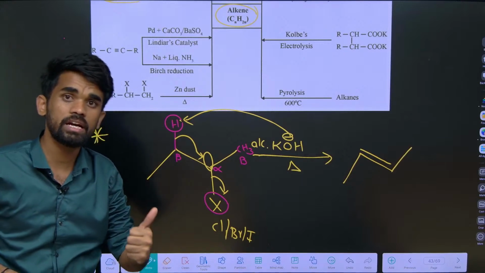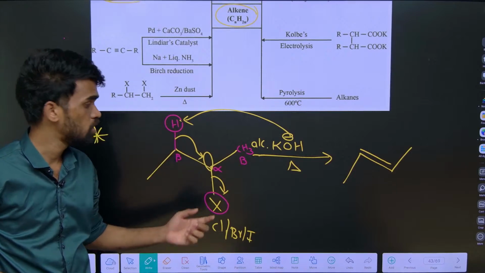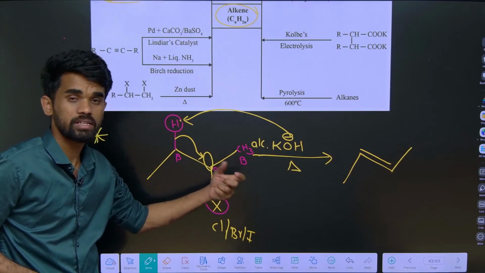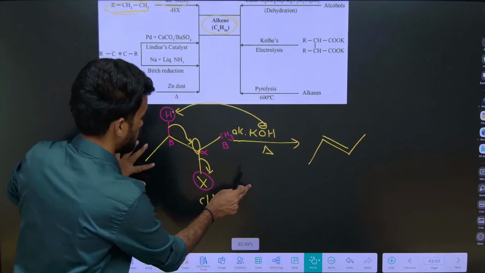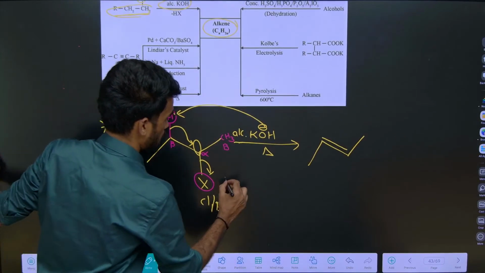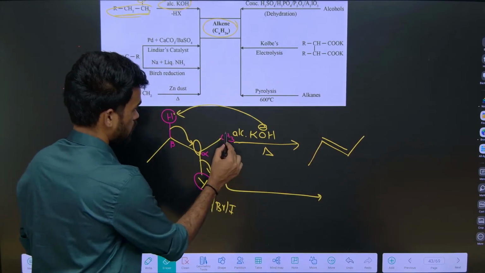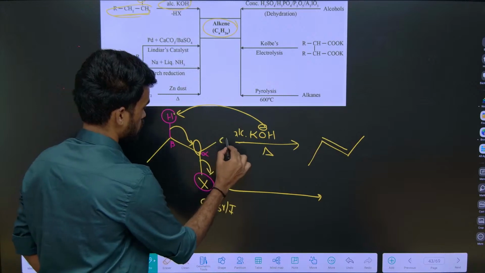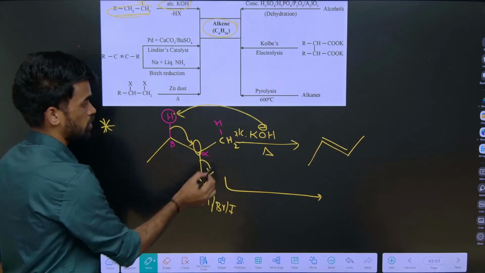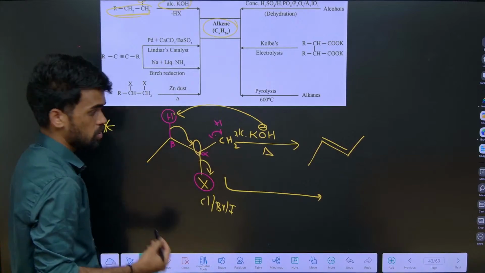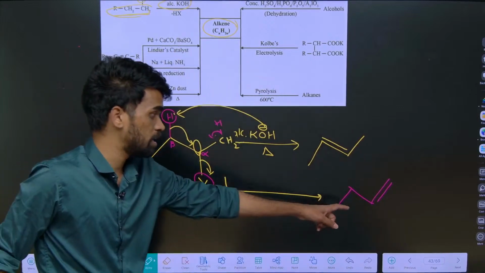Now you might have one more doubt. Sir, this is a beta proton, and there are beta protons on the other side also, so why can't we remove from there? Yes, we can also remove from there. So let's look at what product is formed in that case. If I remove the proton from here, we get an alkene product like this.